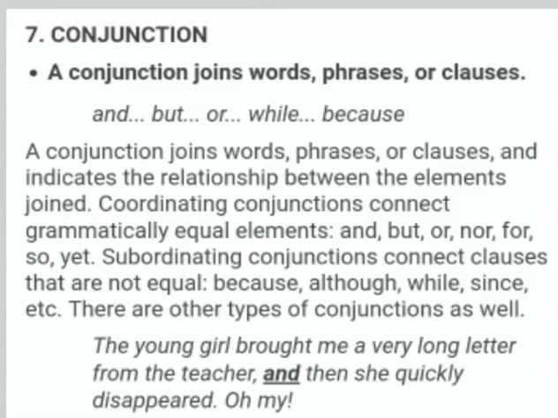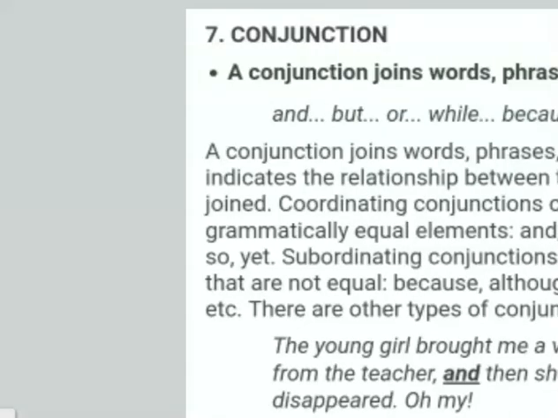There are other types of conjunction as well. For example, the young girl brought me a very long letter from the teacher and then she quickly disappeared. Here, the and joins two things. So, and is a conjunction.